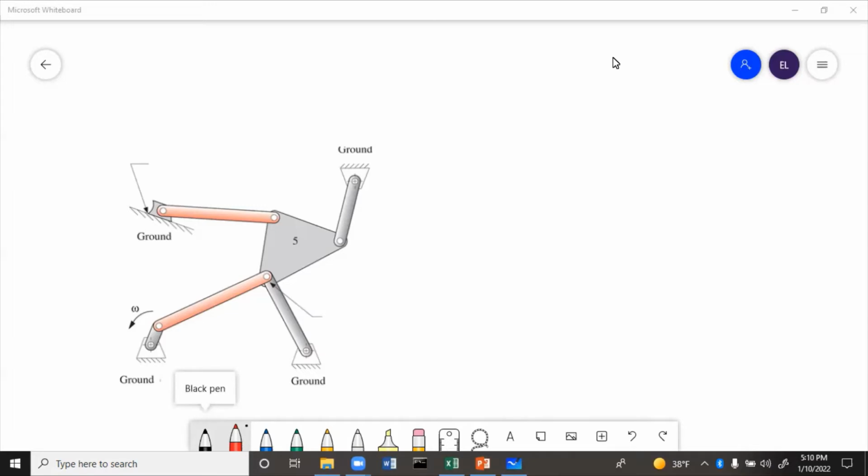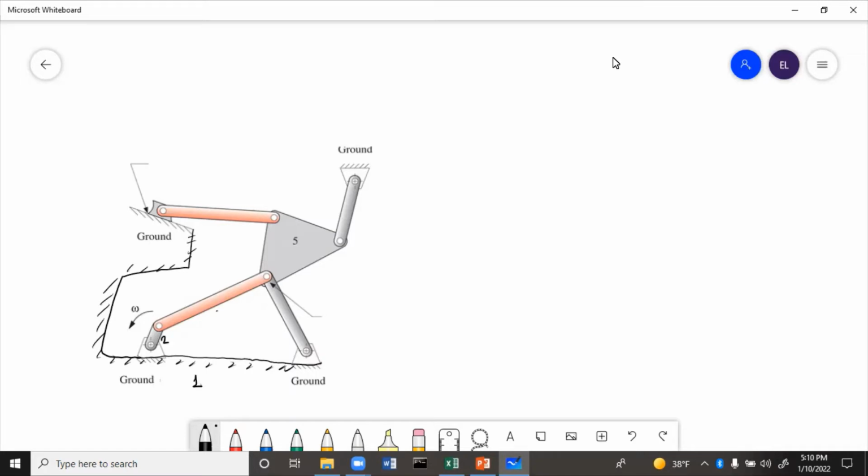So ground is all one link, because the ground does not move relative to itself. So we can just imagine here that the whole ground is all connected. So ground is link one. So now we'll label some more.